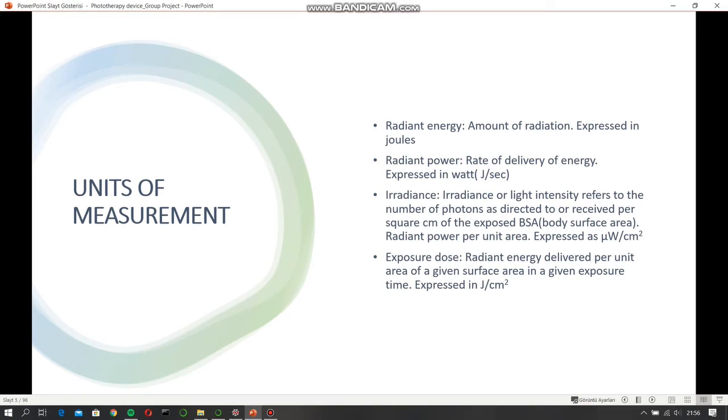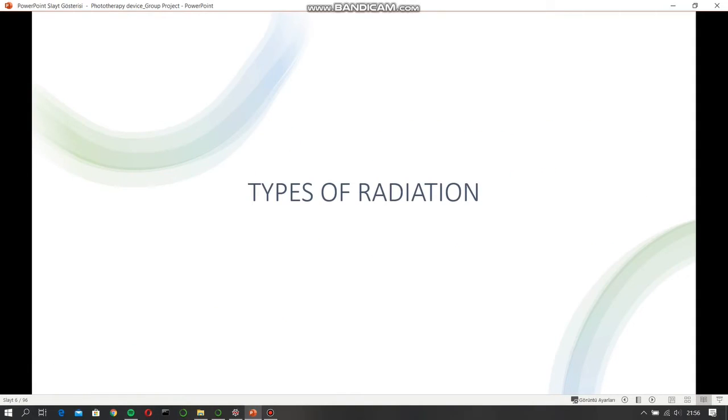Irradiance, or light intensity, refers to the number of photons directed at or received per square centimeter of the exposed body surface area. It is the radiant power per unit area, expressed as watts per square centimeter. Exposure dose is the radiant energy delivered per unit area of the given surface area in the given exposure time. It is also expressed in joules per square centimeter.